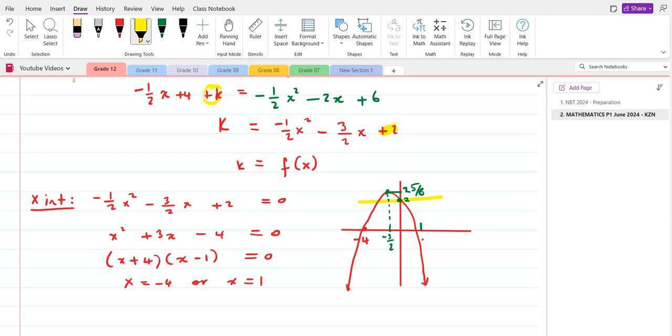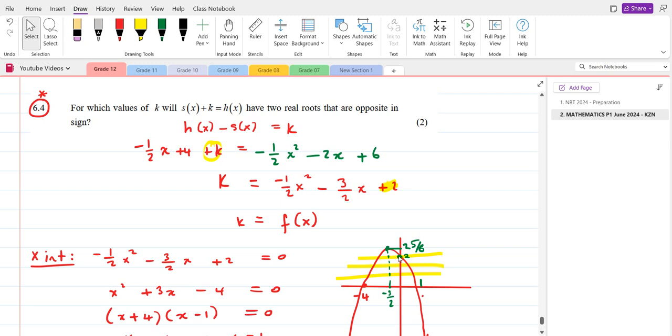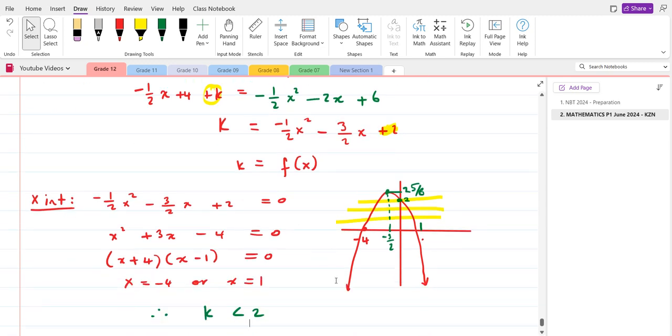We want roots that are of opposite sign. At the moment the roots are opposite sign, so any value less than 2. So what's the answer? K is less than 2. Why are we saying K is less than 2? Because for less than 2 you're going to get one root which is positive and one root negative. So for which values of K will have 2 real roots that are opposite in signs? It has to be opposite in signs. So the values of K which is less than 2.